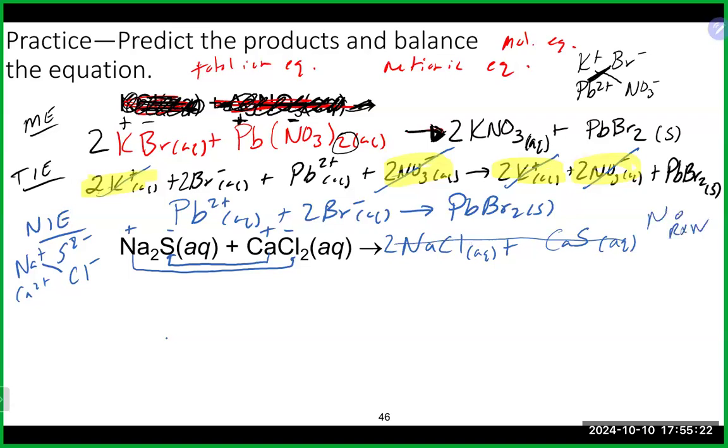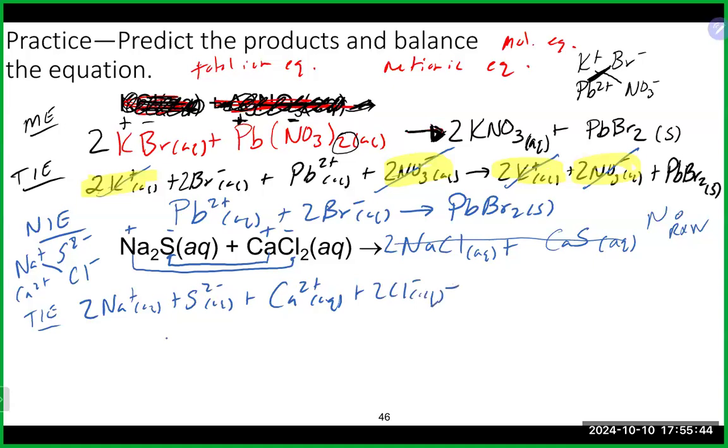The reason there's no reaction is if we take it to the next step, which is the total ionic equation, it would break apart into 2 sodium ions and a sulfide ion. This would also break apart into a calcium ion and 2 chloride ions. On the other side of the arrow, we will have 2 sodium ions and 2 chloride ions.